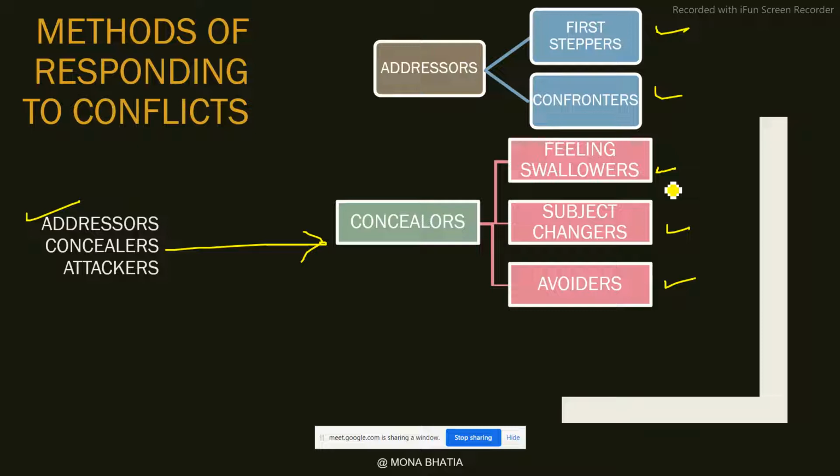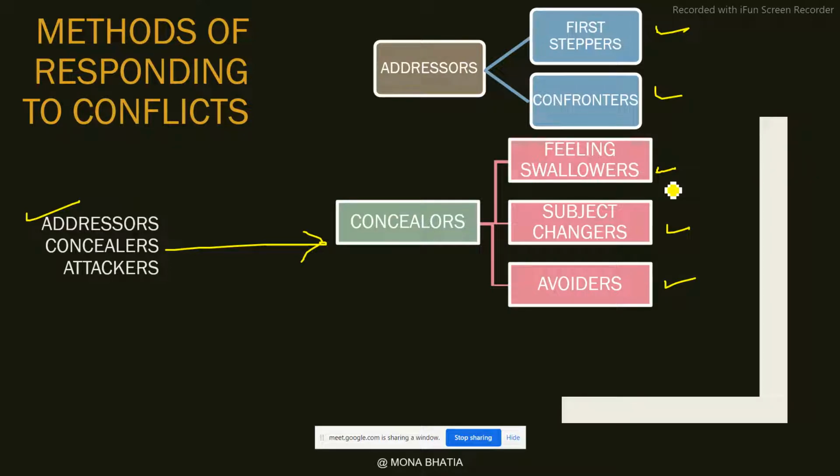Avoiders, they will avoid the whole situation. They are escapists. They will run away from the situation because they know that nothing can be done here. Okay, the best way to resolve this conflict is to be away from this.